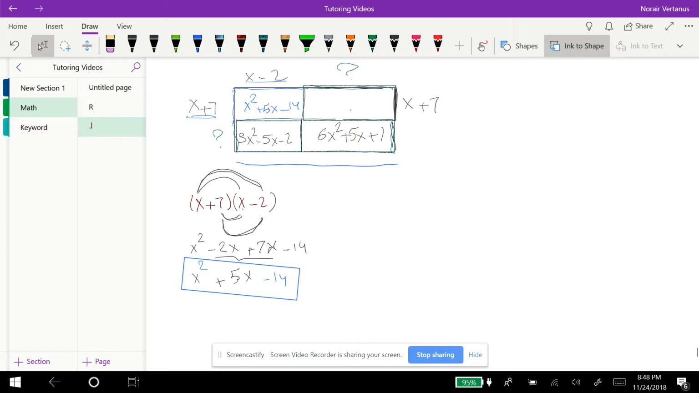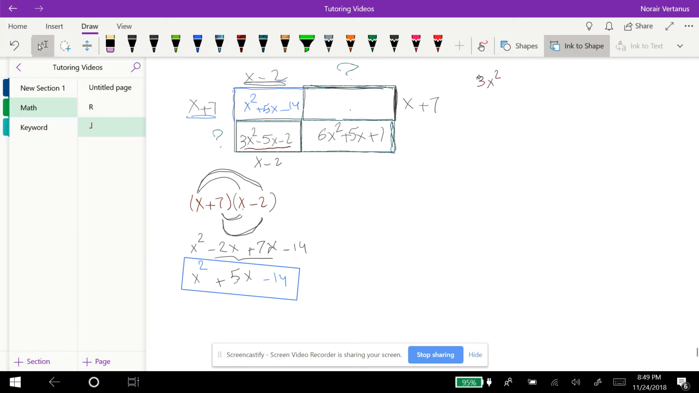So for this rectangle, I know the base is x minus 2, which I have over here, but I don't know the height, this height. So to find that, what I'm going to do is factor this out. So let's do it over here.